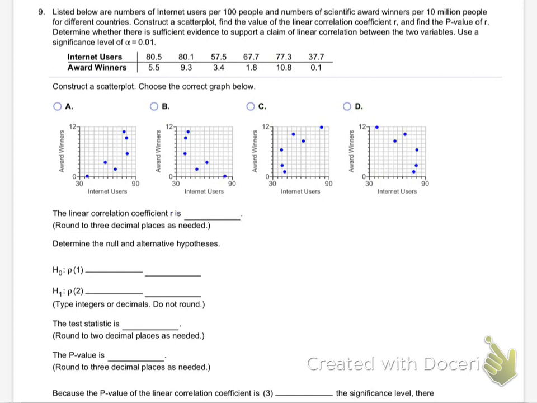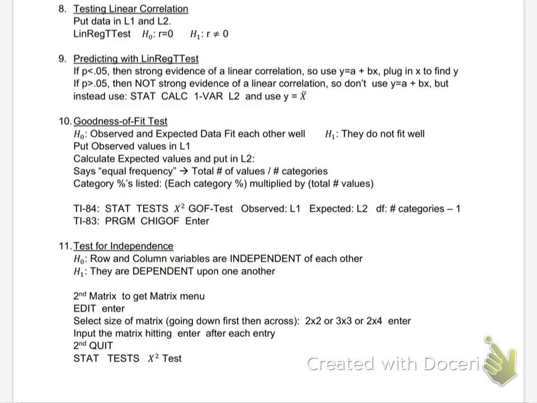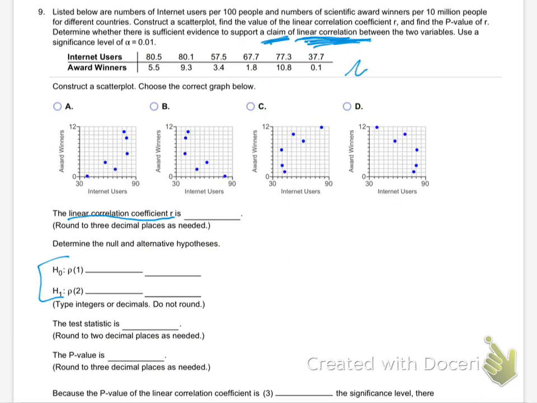Here's question 9. Now how do you know what to do on this one? It's kind of confusing. Well, it says it right here. Linear correlation. Claim of linear correlation. So we're talking about a linear correlation coefficient and then a hypothesis test which is a linear correlation claim. Okay, let's go back to the notes. Testing linear correlation. Look at that. Data in L1, L2, linear regression t-test. There it is, testing linear correlation. It's number 8. Notes number 8.